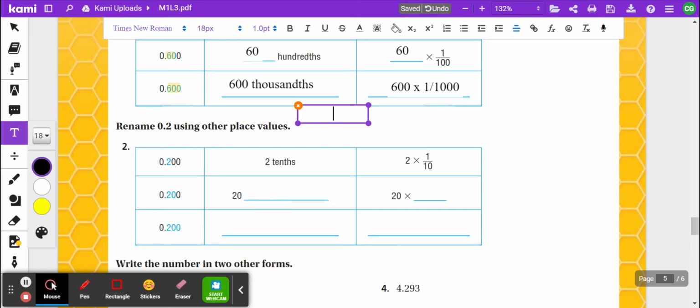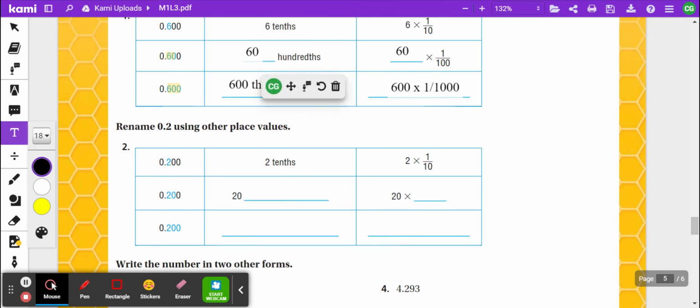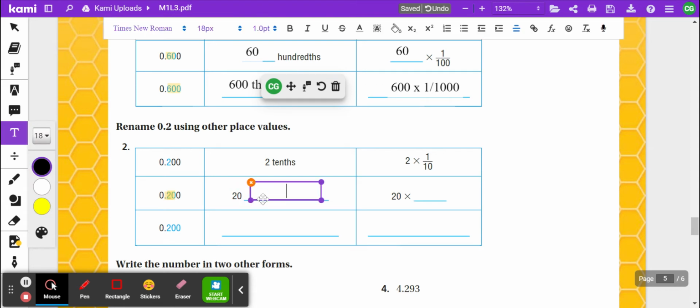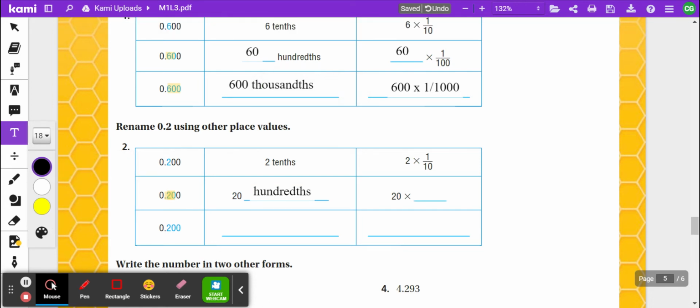We're going to rename 2/10 using other place values. So here they had the 2, which would be 2/10 or 2 times 1/10. I'm going to highlight the blue section here, and that is 20 that I have. So that's going to represent 20 what? Very good. Because the last digit in that place value is the name of that place value. So it's 20 hundredths, which is also the same as what? 20 times what? Very good.